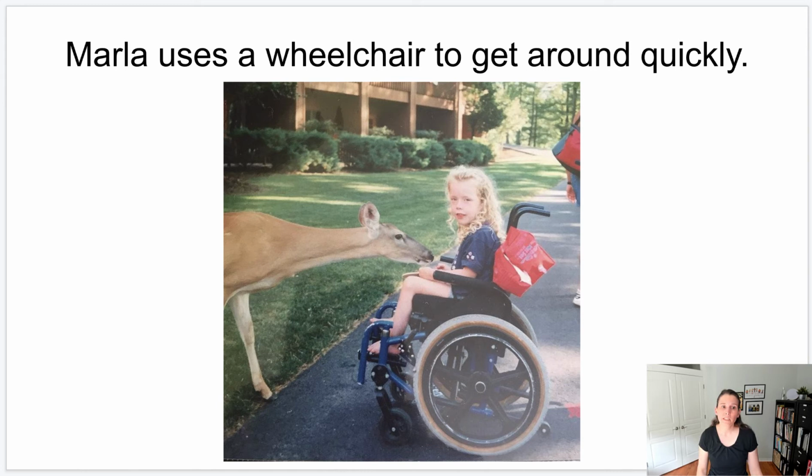So I start by saying Marla uses a tool, and then I ask them, especially if they can't read yet, what tool does Marla use? And they're like, wheelchair, right? And then I say, why do you think she uses that tool? What does it help her to do? And I have them brainstorm, and then eventually they'll figure out get places, right? It's a tool. It helps us do something. It helps her to get places.